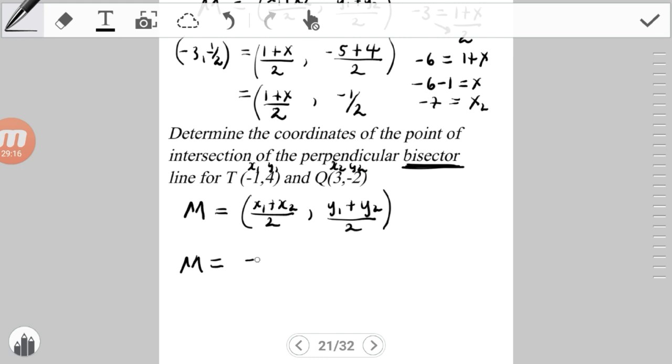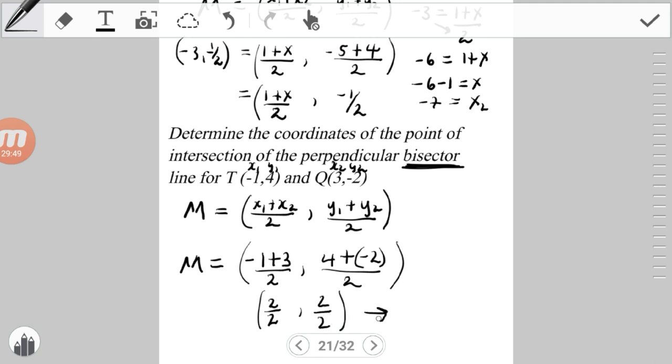So x1 is negative 1 plus x2 is 3 divided by 2, comma, y1 is 4 plus y2 is negative 2 divided by 2. Right, so negative 1 plus 3, that's 2 divided by 2, comma, 4 plus minus 2 is 2, okay, divided by 2. So this nicely works out to be equal to 1, 1. So the location of the midpoint of this particular line is located at 1, 1.